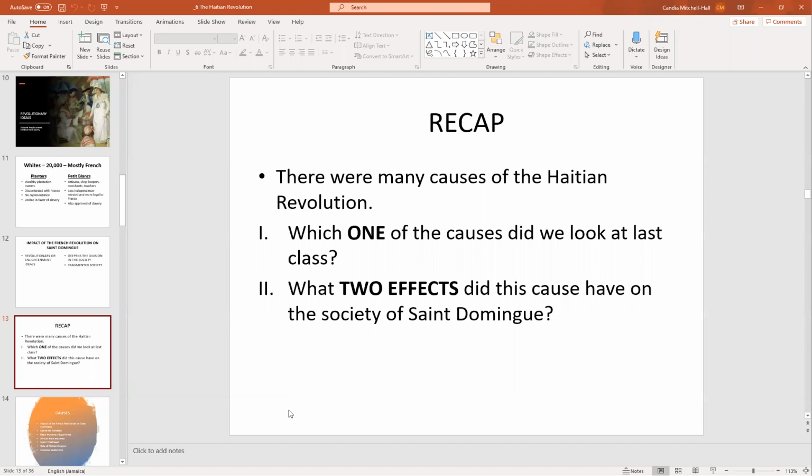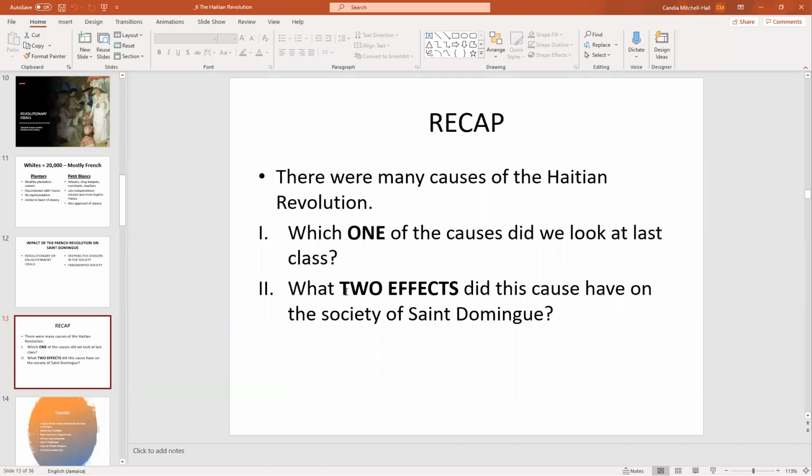Division within the society. So you said we look at divisions within the society. Yes, you are correct, but it was a broader one. Broader because we look at the impact of the French Revolution. Very good. So it is the impact of the French Revolution.